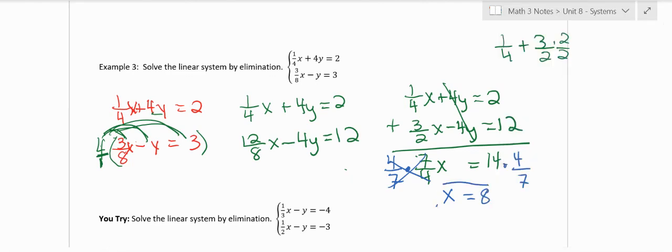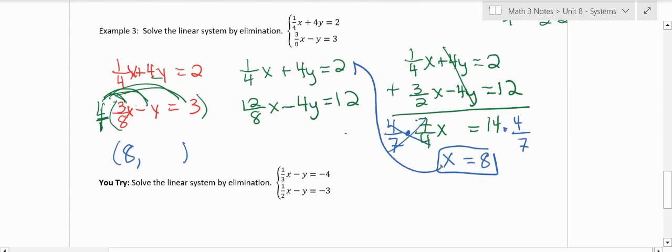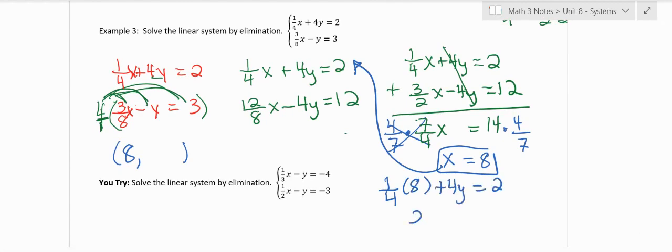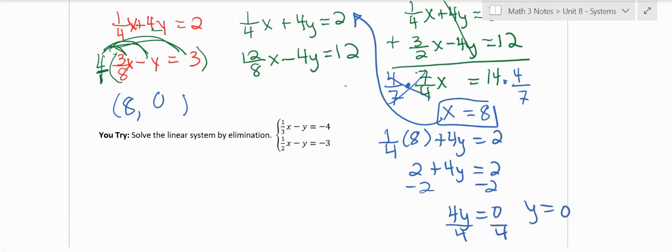Once we get this to be 8, you're going to do the same thing that you did before with solving for y. So now I'm just going to take this and substitute it in. So I have 1/4 times 8 plus 4y equals 2. This would be 2 plus 4y equals 2. And then we're going to end up getting 0. And this would be our final answer. So we'd have 8, 0.